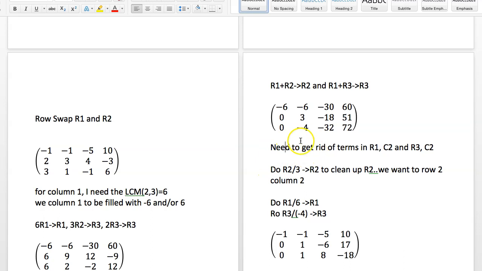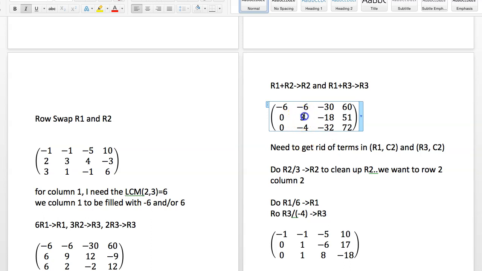Now we need to get rid of the off diagonals. So I need to get rid of the term that's in row 1, column 2. It would have been nicer if I had used parentheses to note that, but it's a little late now. And likewise, row 3, column 2. So I need to get rid of those terms. Row 1, column 2, let's look at column 2.